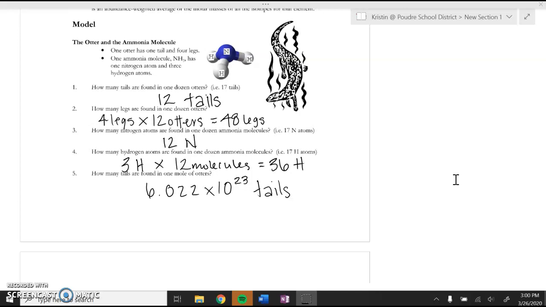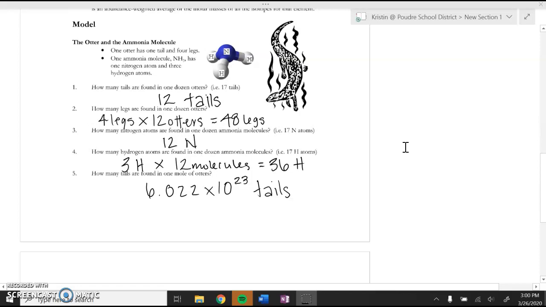The molecule for ammonia is just the same. If we're looking at nitrogen, there's only 1 nitrogen in an ammonia, so we can say a dozen ammonia would have 12 nitrogen. If we want to think about the hydrogens in ammonia, there are 3 hydrogens in each ammonia. So we can do 3 hydrogens times a dozen, so 12 molecules, gives us 36 hydrogens.